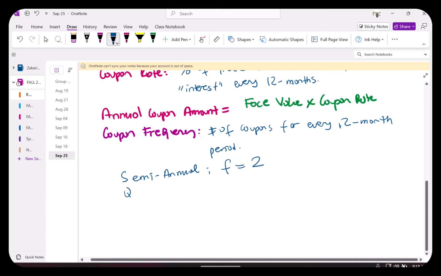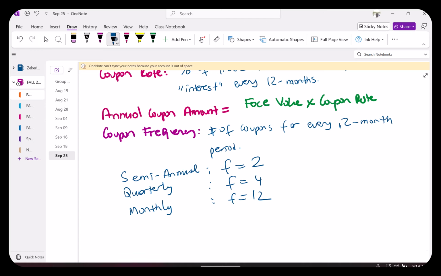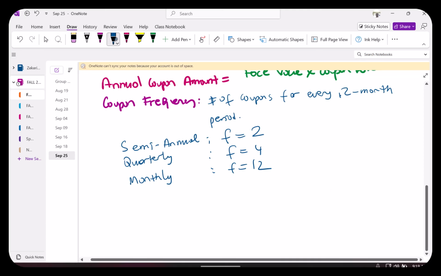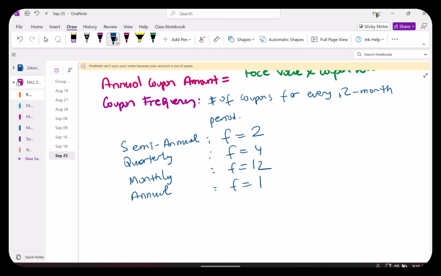Rarely you see quarterly. It would be extremely rare to have monthly. Okay, so on and so forth. But every once in a while, there's also annual. That means F is 1. So every 12 months, starting from the issue date, the company pays just 1 coupon.